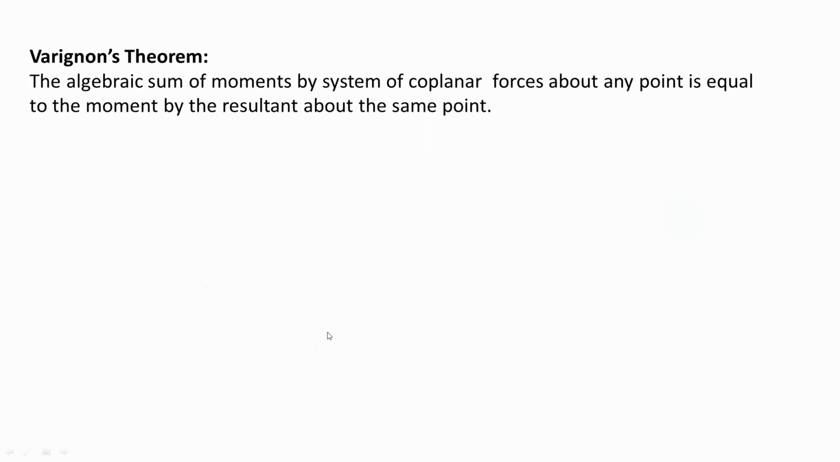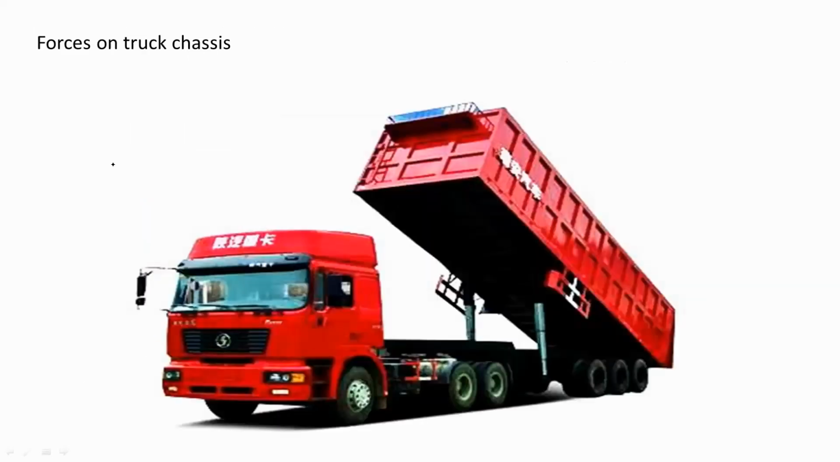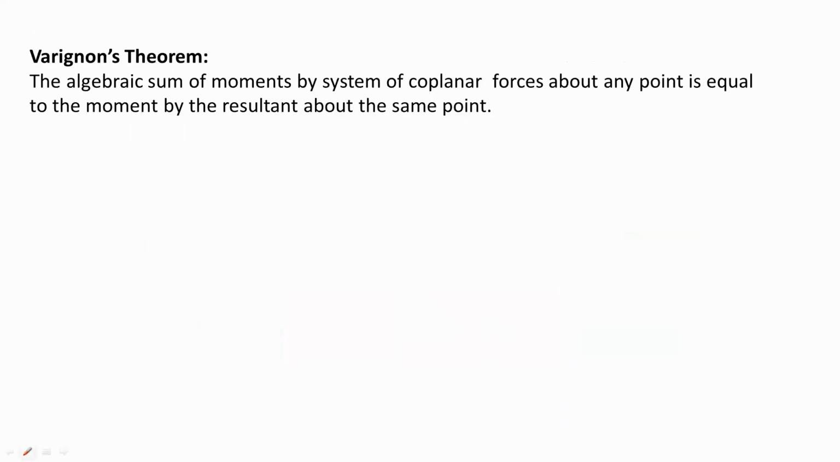Next, we have seen Varignon's theorem. So Varignon's theorem is used to find out the perpendicular distance d of the resultant with respect to any given point of the system. So the equation is: summation of moments by all the forces in the system about any point, let us take point A, is equal to the moment by the resultant about the same point A. So with the help of this equation, we can find out the distance d of the resultant.